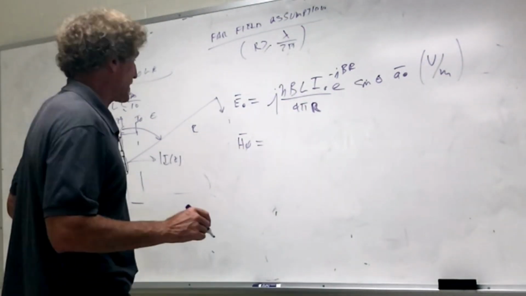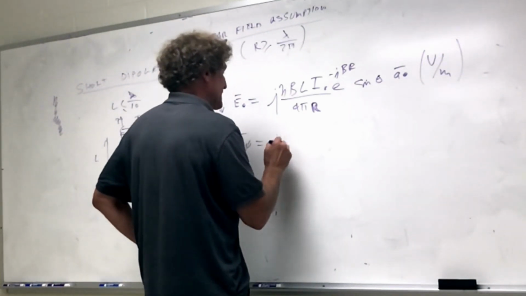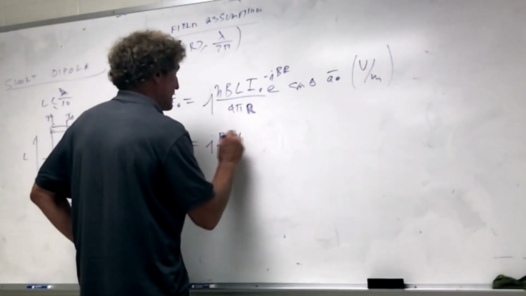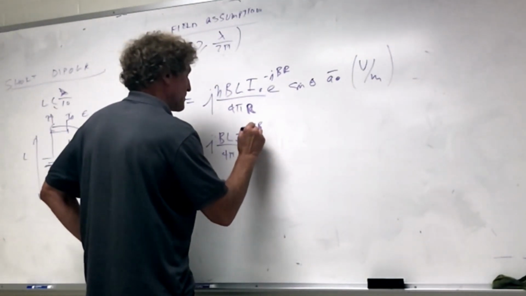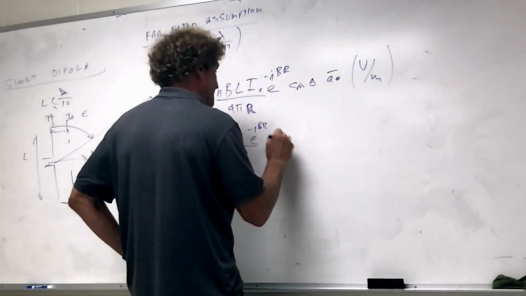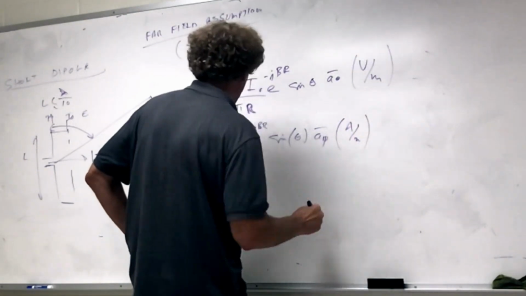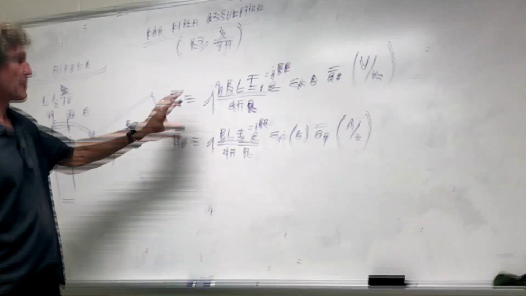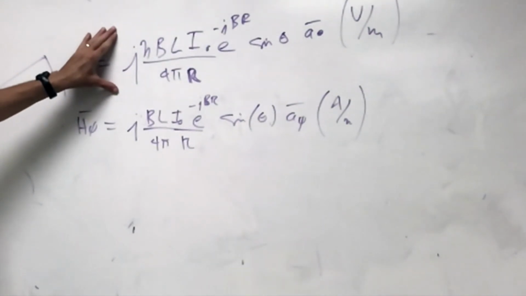All right. So for H theta, it's simply going to be, get rid of eta, pardon me, eta. It's times beta L over 4 pi, I naught over R, e to the minus j beta R, and then it's going to be sine of theta in the a phi direction, and that would be amps per meter. I want to mention something. 99% of the time, whenever I do these problems, if it says short dipole, I grab this. That's because from that I can get the H field. From that I can get the power density. To me, it's very intuitive.